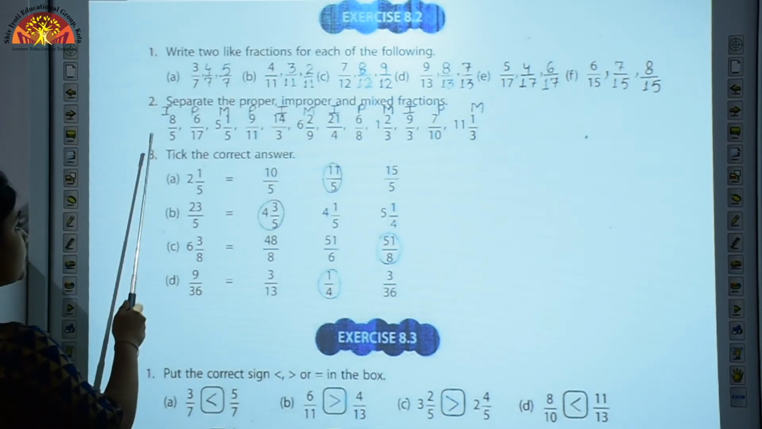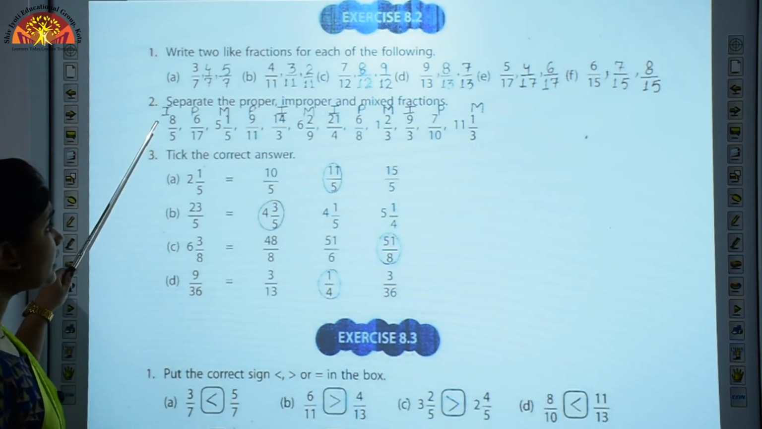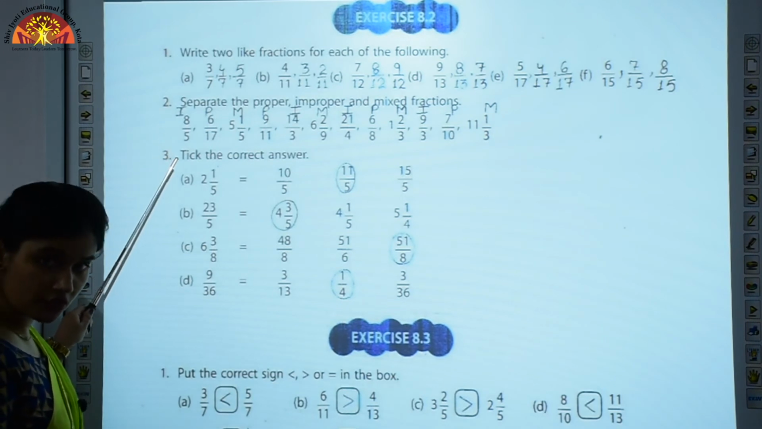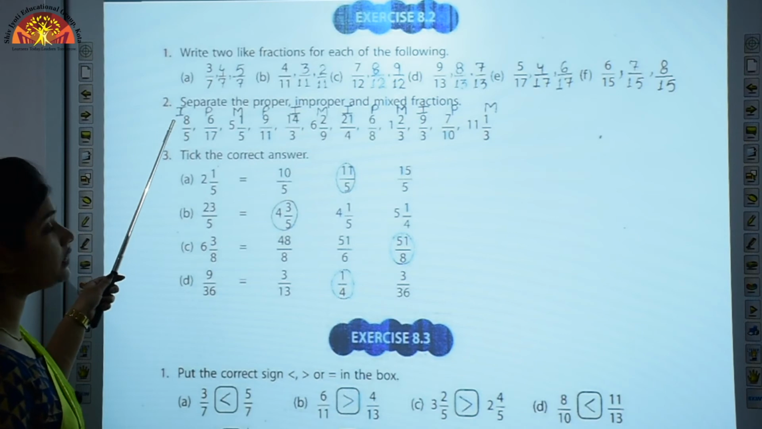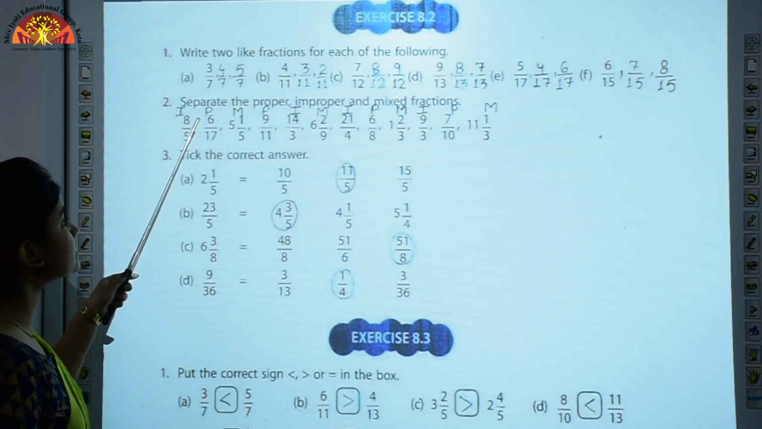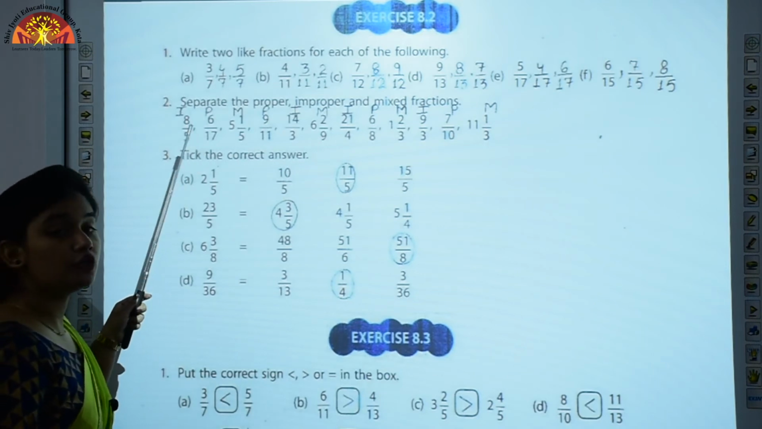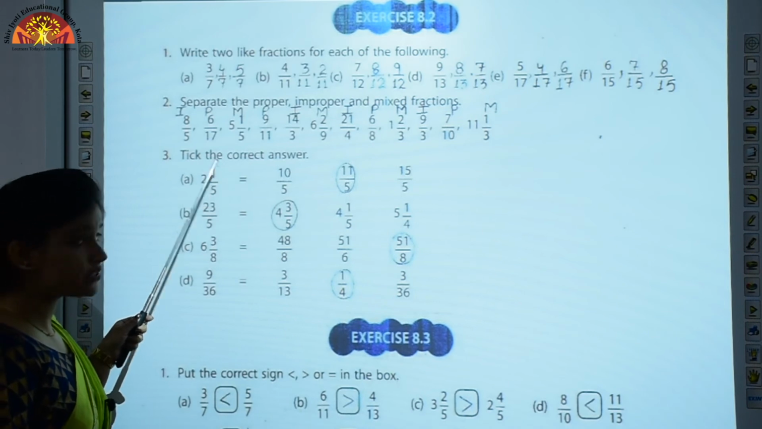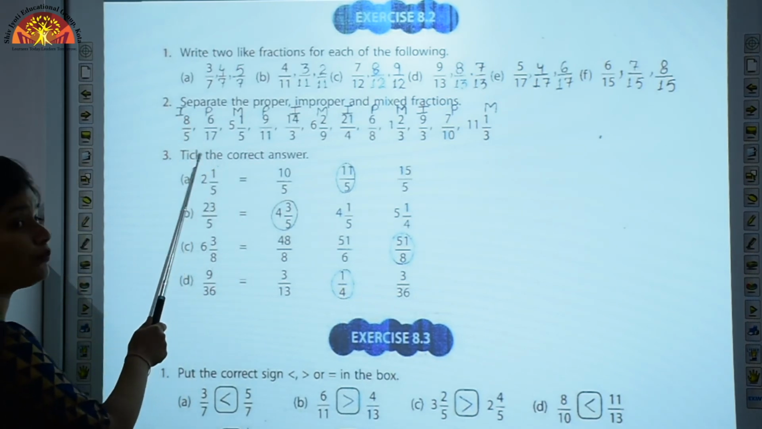So the first fraction is 8 upon 5. Now you can see 8 is greater than 5, it means the numerator is greater than the denominator. So this will be an improper fraction. So I have written I here. Now the next is 6 upon 17. In this 6 upon 17, 6 is smaller than the denominator. So this will be a proper fraction.